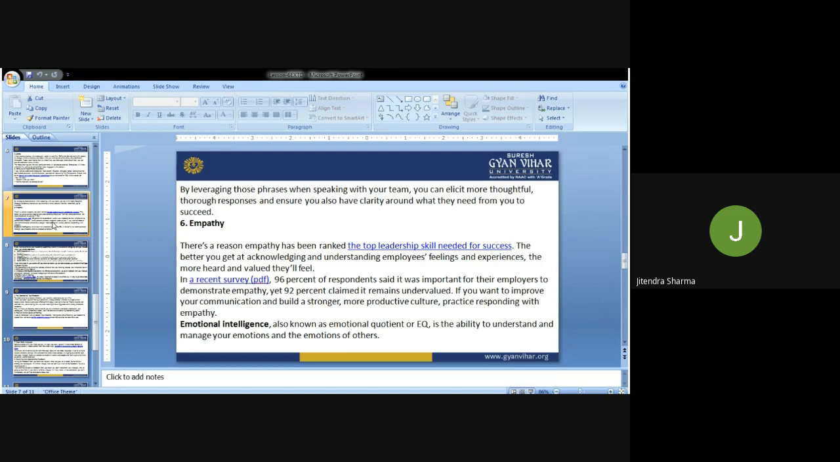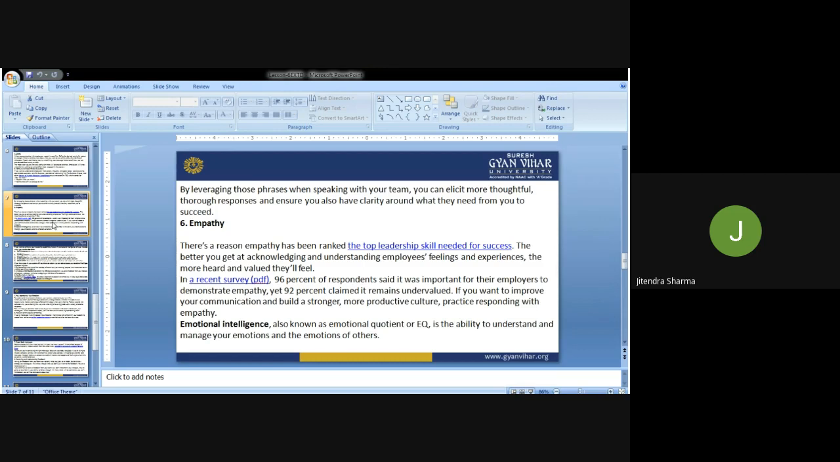The better you get at acknowledging and understanding employees' feelings and experiences, the more heard and valued they will feel. If you are able to give them the proper space in the process, and they realize that they are being heard in any situation, they'll feel better. In a recent survey, 96% of respondents said it was important for their employers to demonstrate empathy, yet 92% claim it remains undervalued.